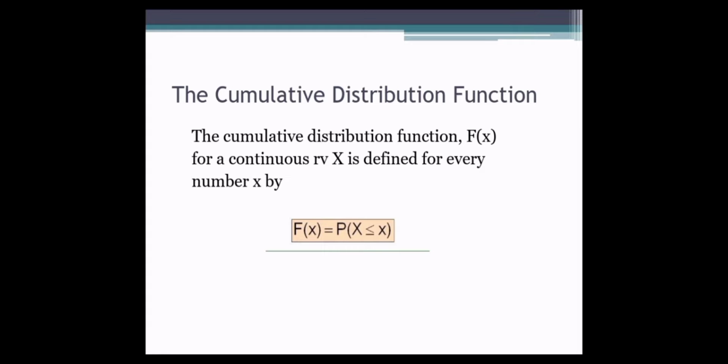Next is the cumulative distribution function. The cumulative distribution function F of x for a continuous random variable is defined for every number x. So it is F of x equal to the probability that X is less than or equal to x.